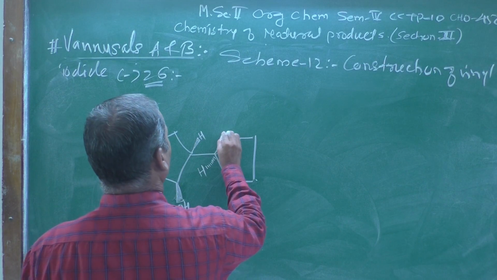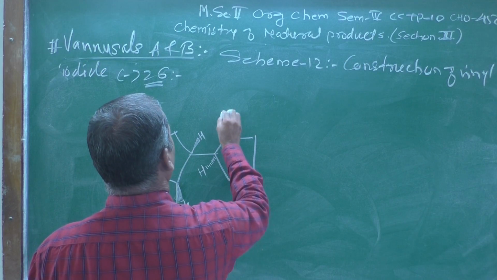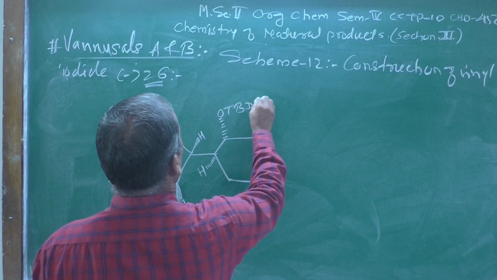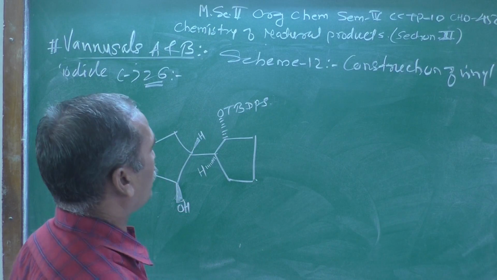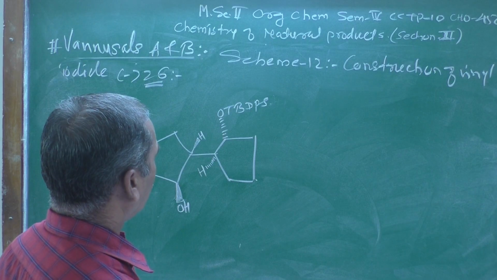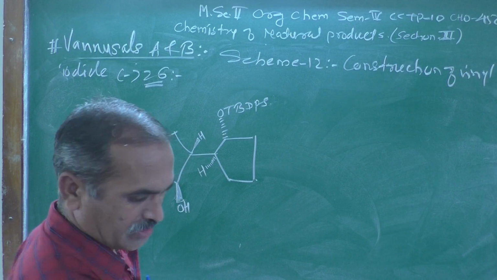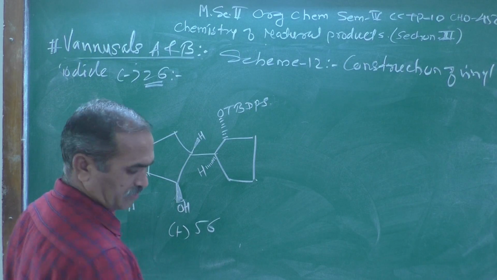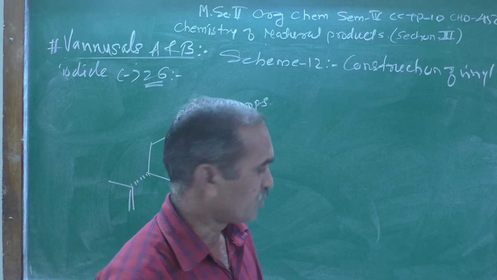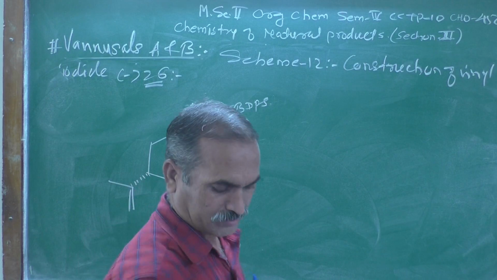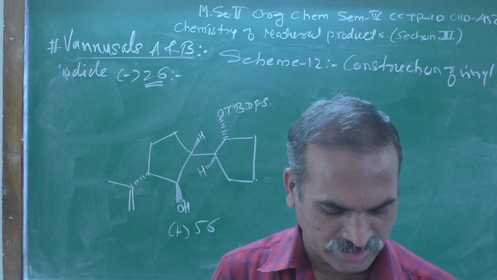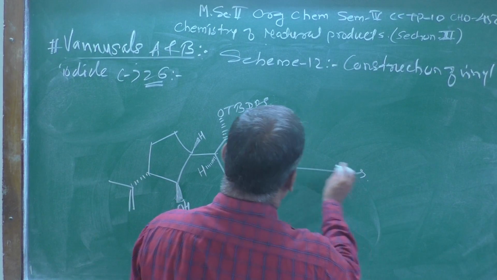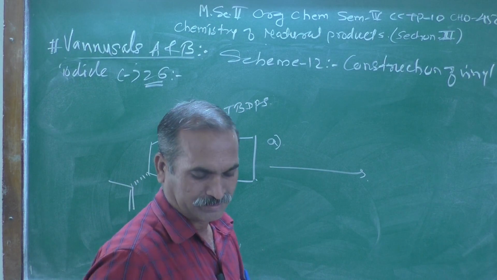The group protecting the hydroxy group should be below the plane: O-TBDPS, that is the tertiary butyl diphenylsilyl, and this structure is compound 56. That is the structure we have taken over here. And after that, we are going to add reagent number A.